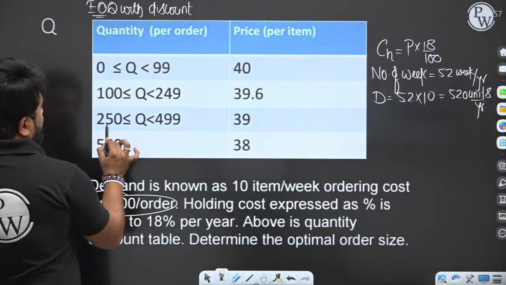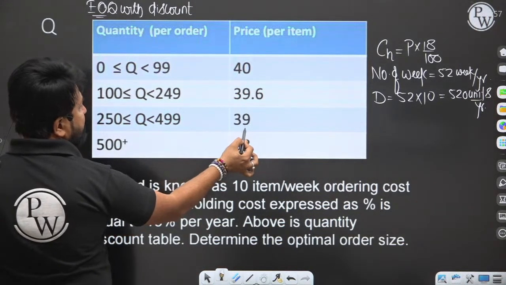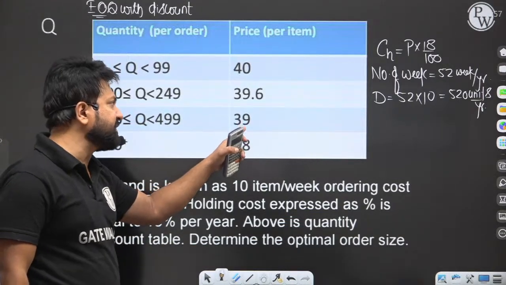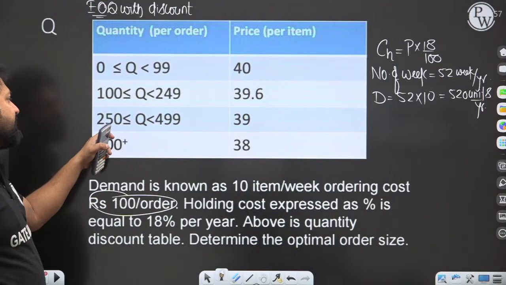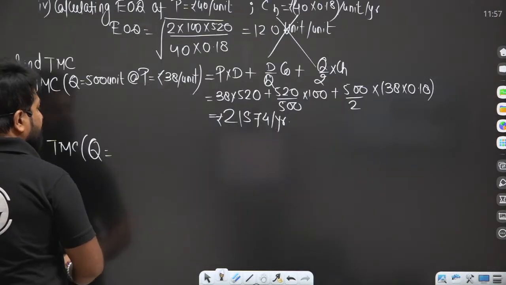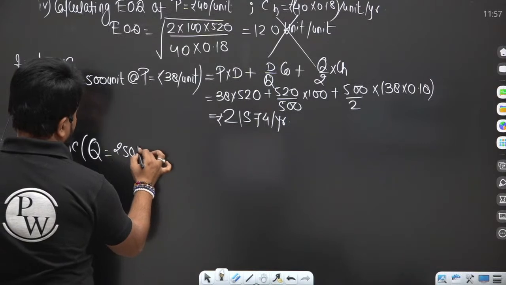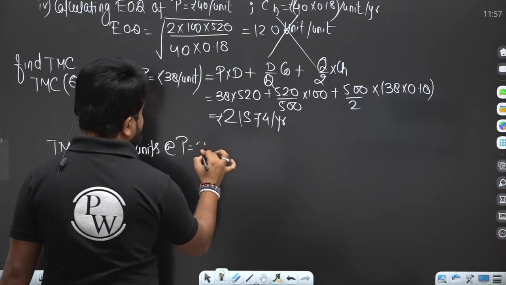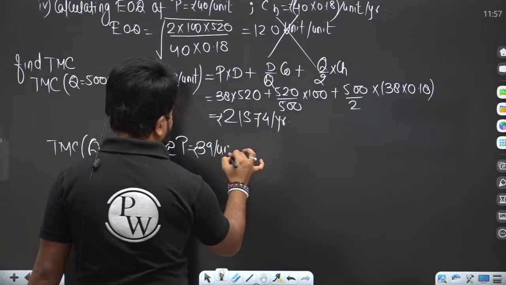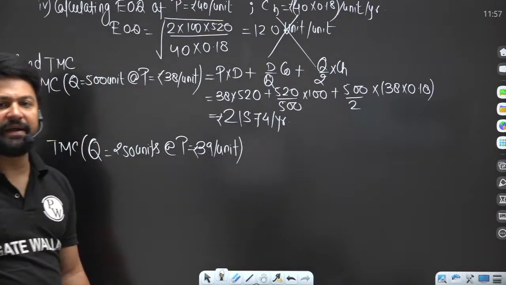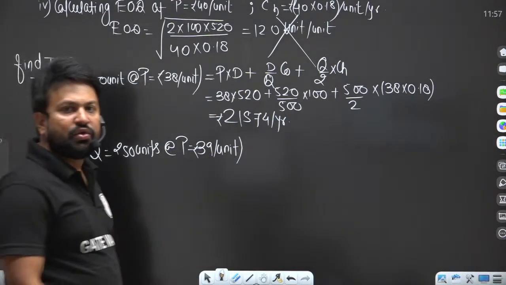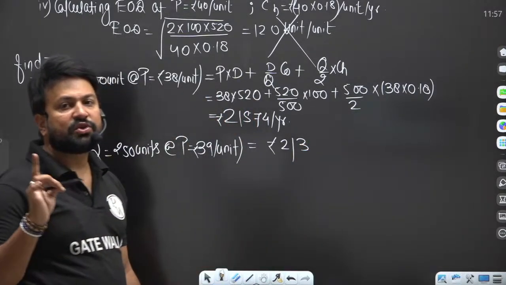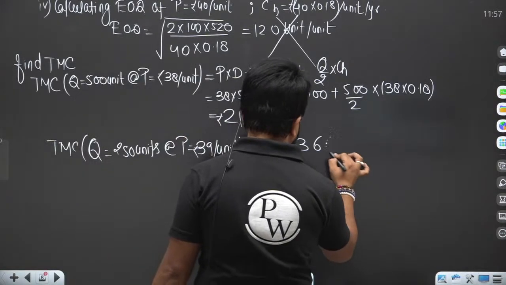Similarly, find out the total material cost when your quantity is 250, according to the purchasing price of 39. According to the wholesaler, you have to buy at least 250 units at the rate of 39 per unit. When you calculate this, you will get rupees 21366.